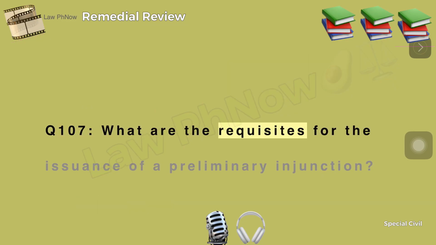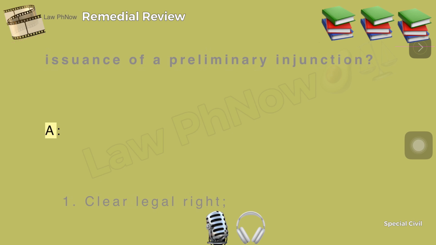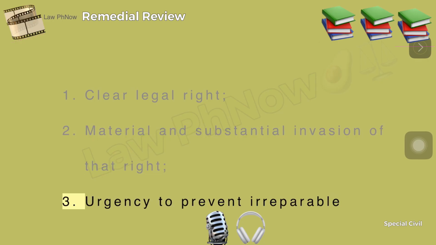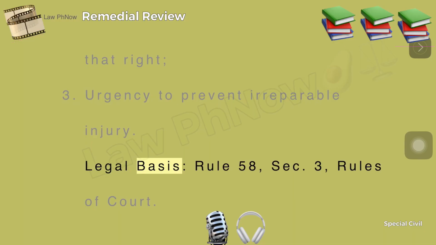Q107. What are the requisites for the issuance of a preliminary injunction? A. 1. Clear legal right. 2. Material and substantial invasion of that right. 3. Urgency to prevent irreparable injury. Legal basis, Rule 58, Section 3, Rules of Court.